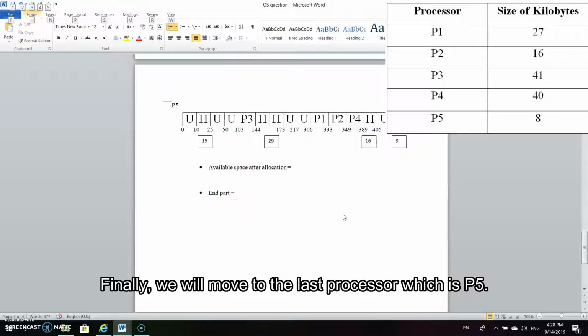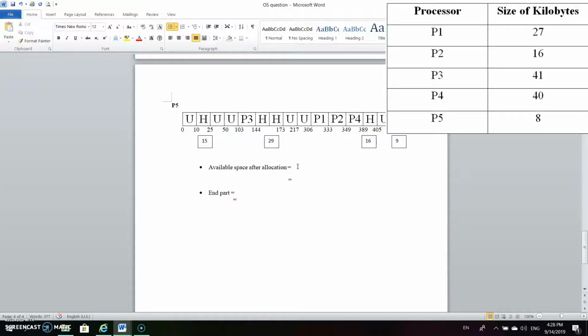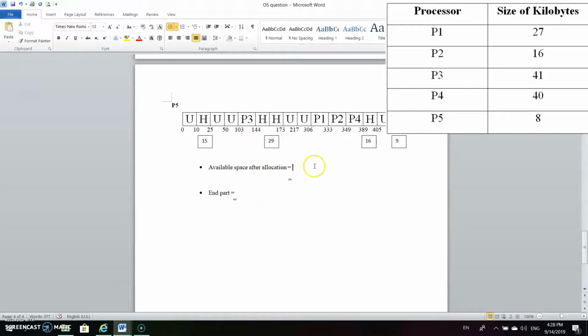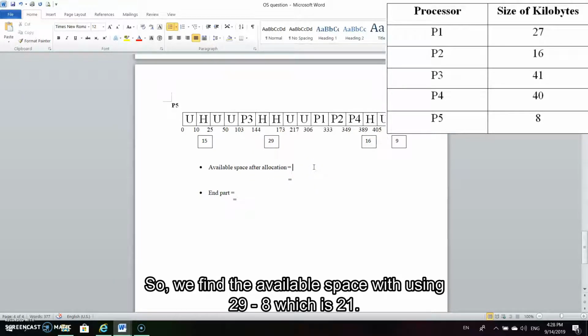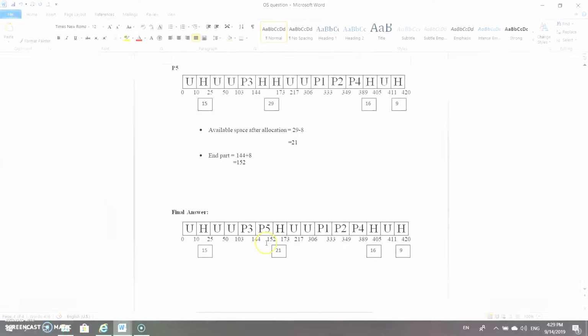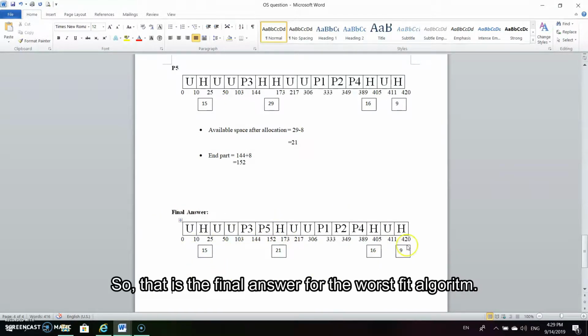Finally, we will move to the last processor, which is P5. It will allocate at the second hole because it contains 29 space available, which is the biggest hole. So we find the available space using 29 minus 8, which is 21. The end part for P5 is 144 plus 8, which will end at 152. So that is the final answer for the worst fit algorithm.